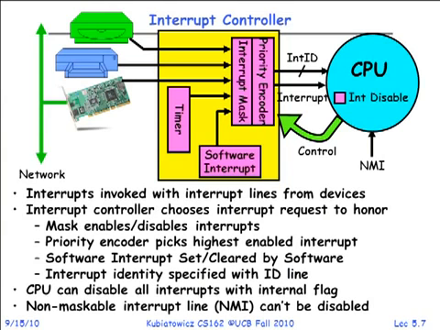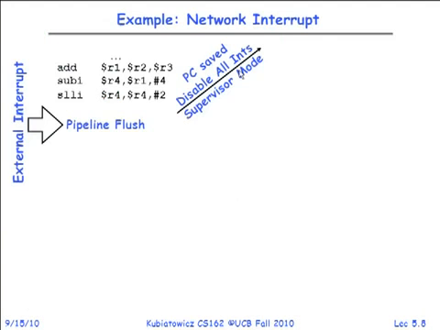Now, let me go to this diagram I showed you last time. Hopefully this will make a little more sense. Here we're running some code, and an external interrupt comes in, and that causes a pipeline flush, while at the same time we do what is kind of like a hardware procedure call, where we save the program counter and we disable that one bit in the CPU so that all interrupts are disabled, and we go into supervisor mode. Can anybody tell me why I turn on the disable-all-interrupts bit at this point?